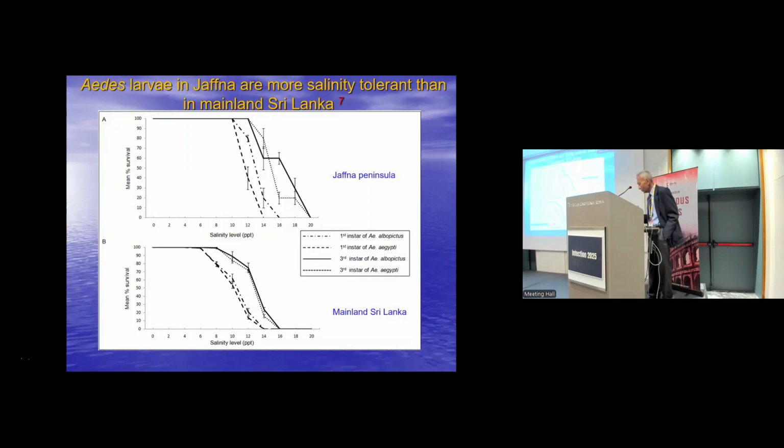What we showed, and the details can be seen in the references in that particular publication, is that the aegypti and albopictus different larval stages have greater salinity tolerance in the Jaffna Peninsula than in the mainland Sri Lanka. And this is actually from a coastal area of mainland Sri Lanka. So essentially, there has been some adaptation already in that small peninsula.